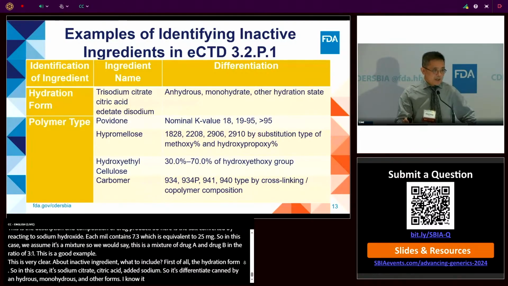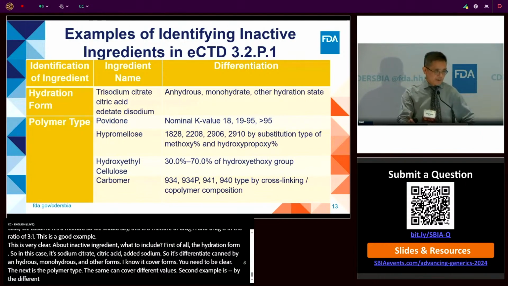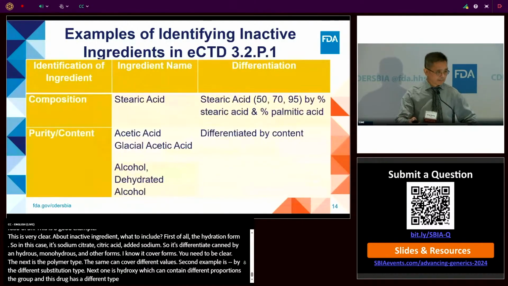The next one is polymer type, like povidone. The same USP monograph can cover different nominal K values. The second example is hypromellose, differentiated by the substitution type of methoxy and hydroxypropoxy percentage. The next one is hydroxyethyl cellulose, which contains different proportions of hydroxyethoxy group. And carbomer has different types by the cross-linking and copolymer composition.